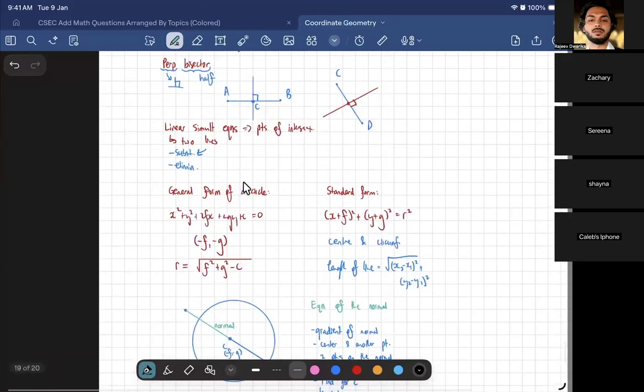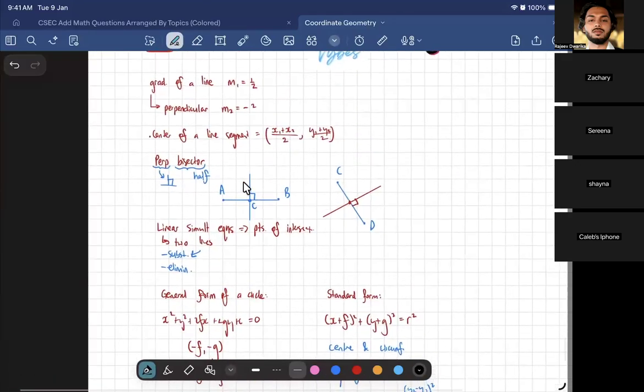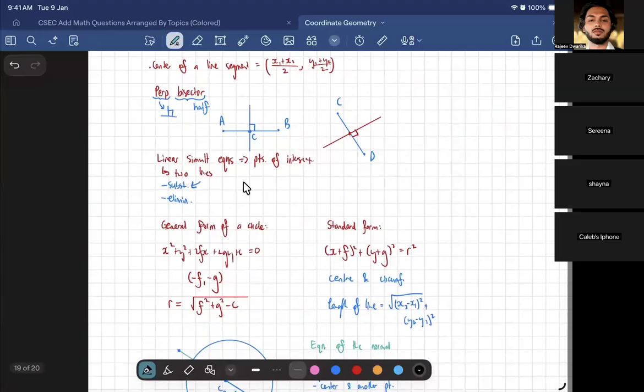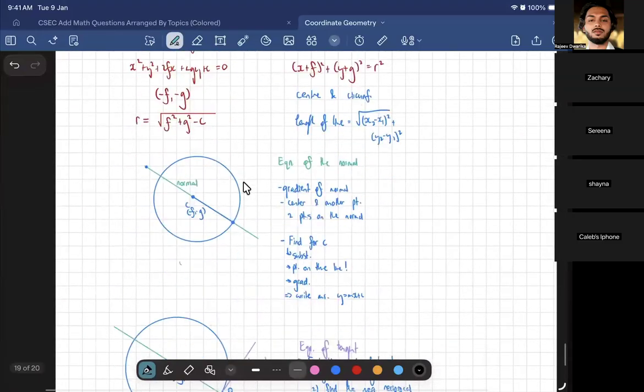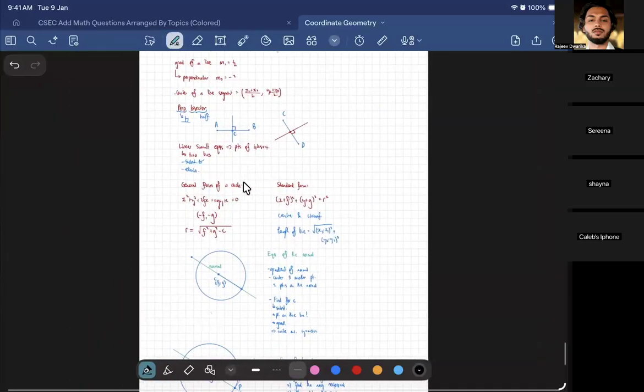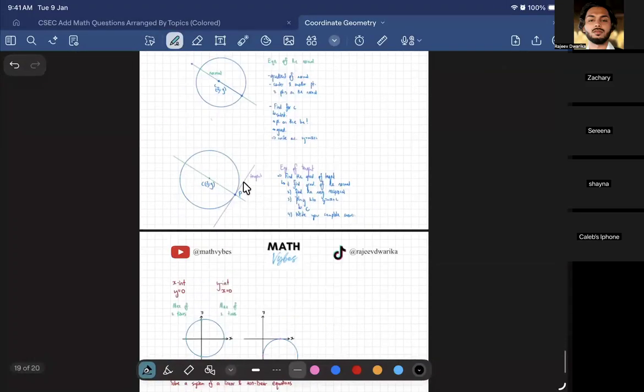Now I want you to be completely honest with me. Is everybody okay with gradients of a line? Perpendicular gradient, center of a line, which is the midpoint formula, perpendicular bisector, linear simultaneous equations, general form, standard form, equation of normal, equation of tangent. We okay with these things? Yes or no? Yes. All right.